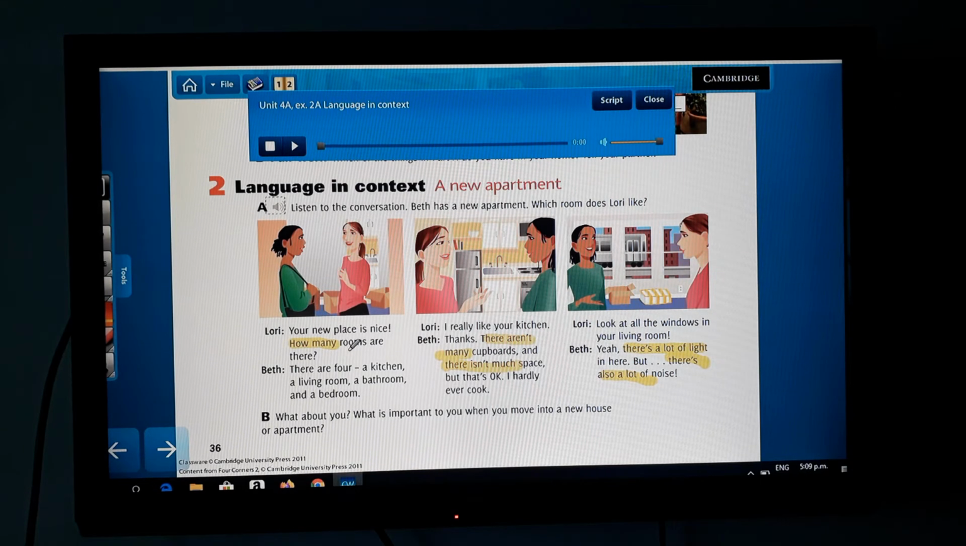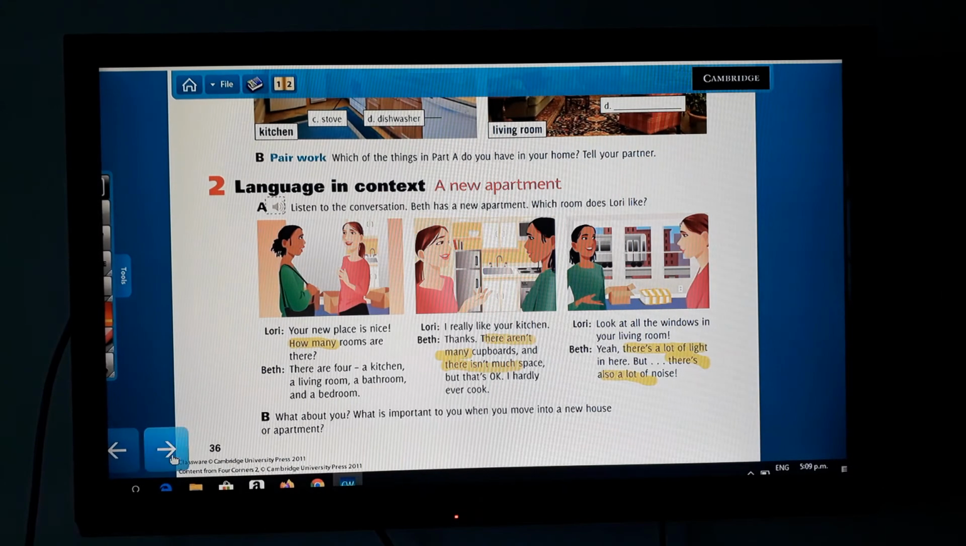How many rooms are there in your house? Or do you live in an apartment? Describing this moment, you say there is for singular, there are for plural. There are four, and there is a kitchen, a living room, a bedroom. But for example, you say there is only one; it's used for the singular. Now we have to check the part about grammar.